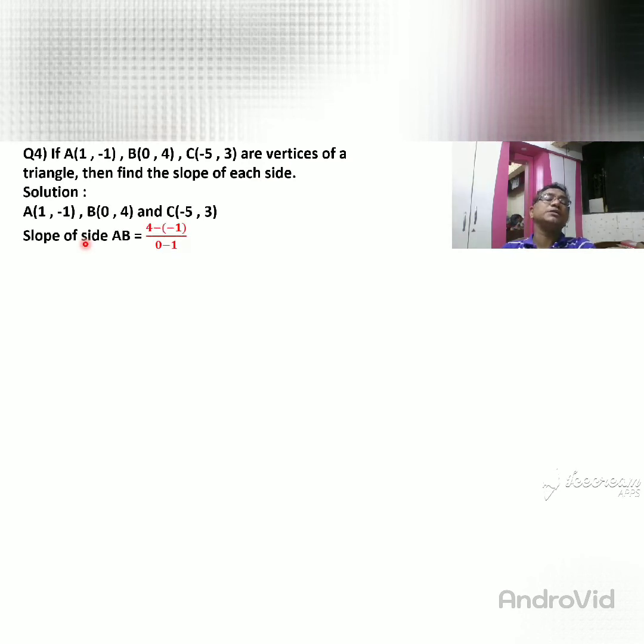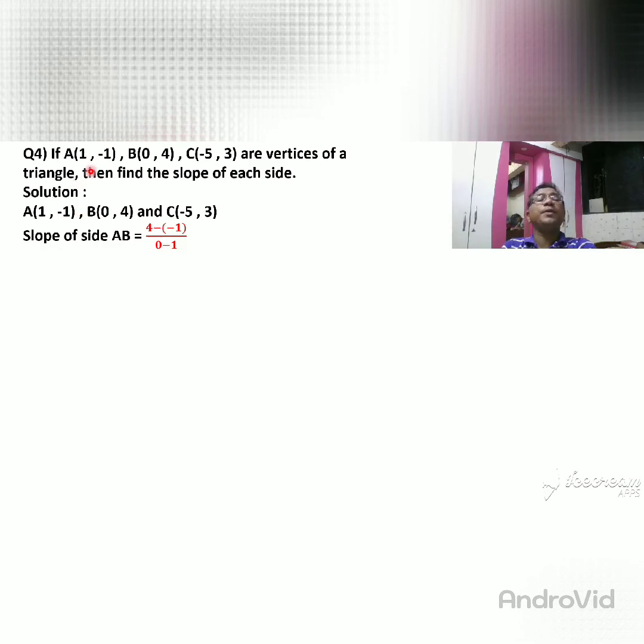Then this is question number 4. Points A (1, -1), B (0, 4), and C (-5, 3) are vertices of a triangle. Find the slope of each side. A triangle has how many sides? 3 sides. So we want to find the slope of all 3.